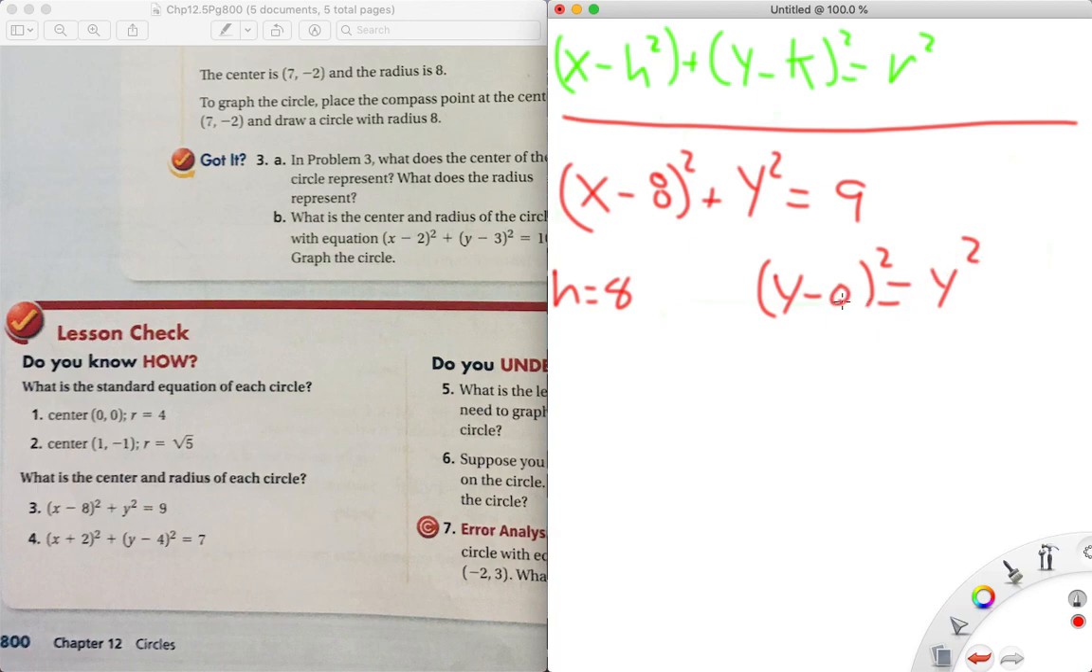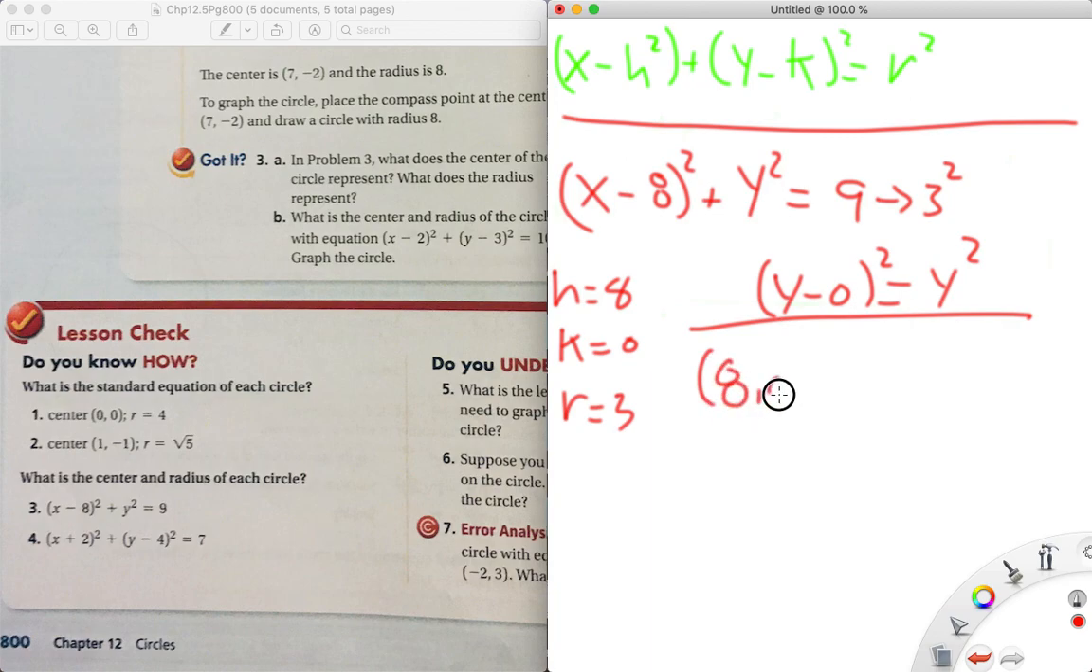So since I know that y minus 0 is the same thing as y, I can say that k has to be 0. I have this 9 here, but remember it's radius squared, so it's really 3 squared, where the radius would be that 3. So my radius would be 3. So if I was going to write down this coordinate, the center coordinate would be 8, 0, and then my radius would be 3.